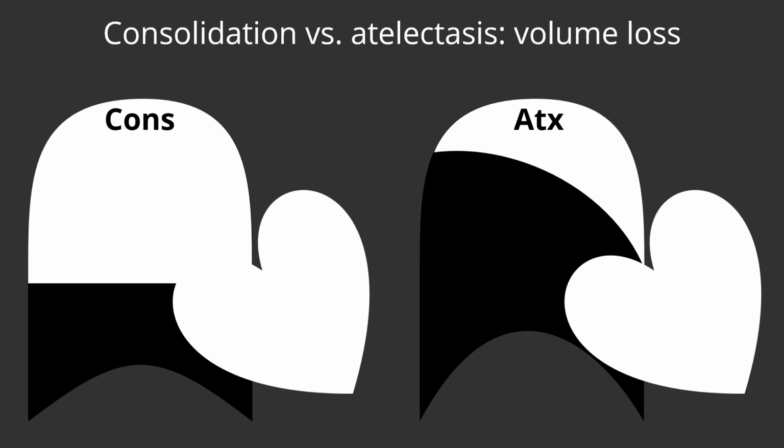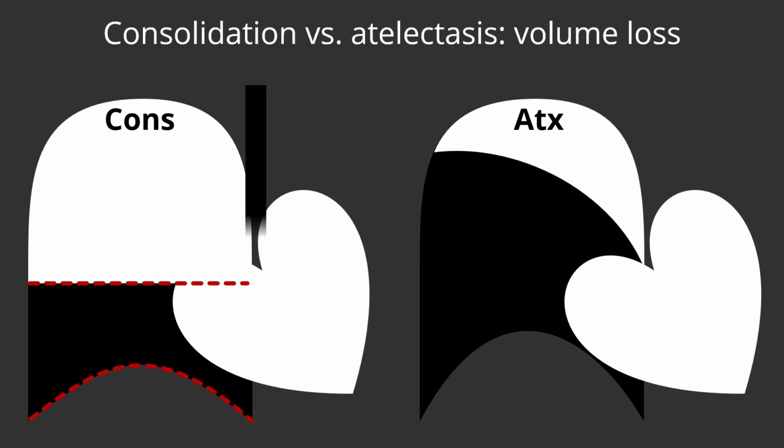In consolidation, the affected lung is normal in volume. In the case of right upper lobe consolidation, the minor or horizontal fissure separating the right upper from the right middle lobe is normally positioned. The diaphragm is normally positioned.